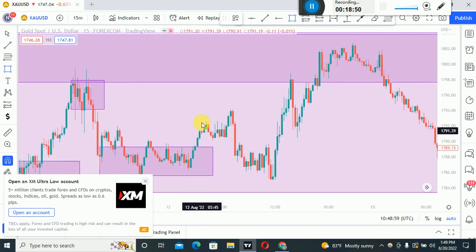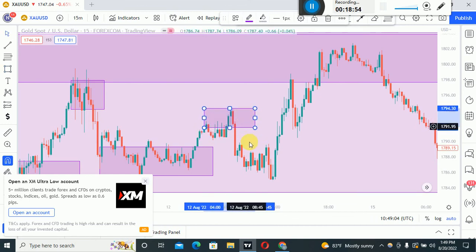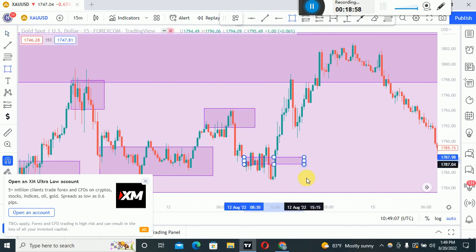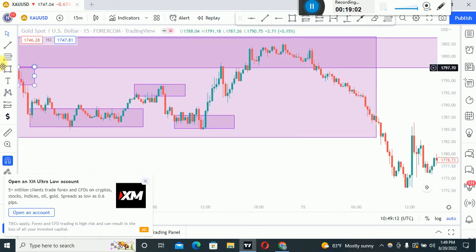Look at this one. Peak formation here, and it dumps. Look at this one. Peak formation, boom, and we're up. Look at this one.